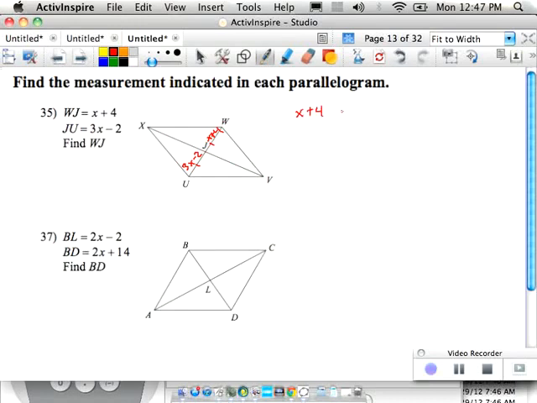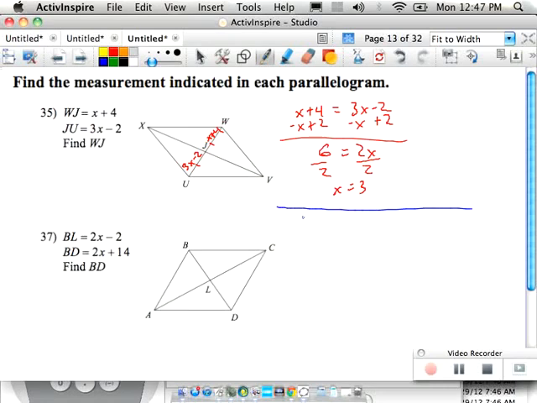So I know that x plus 4 is actually equal to 3x minus 2. That being said, now I can do some algebra and figure out what x is going to equal. So I'm going to add 2 to both sides. I'll subtract x from both sides. That'll give me 6 equals 2x. When I divide by 2, x equals 3. Not too bad. Not too bad at all.